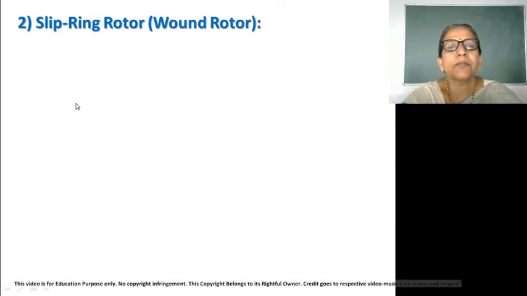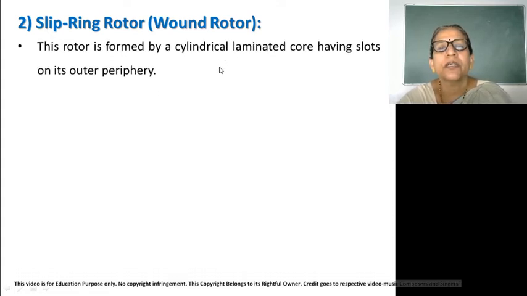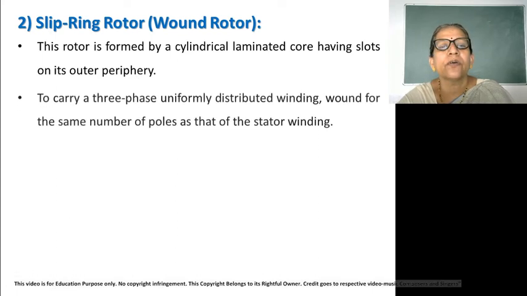Then the next type of rotor is known as the slip ring rotor or a wound rotor. They are also having a core, just like a squirrel cage rotor. The rotor is formed by a cylindrical laminated core having slots on the outer periphery. So this part is the same. It is having a cylindrical core, and it is having slots on the outer periphery.